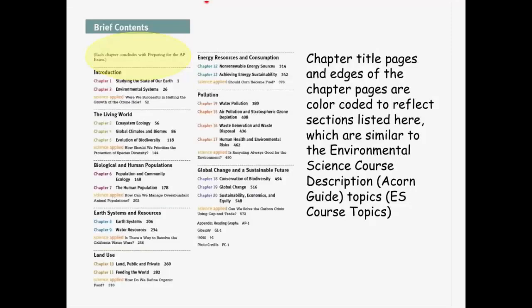So our book is laid out in a series of sections: introduction, the living world, biological and human populations, earth systems and resources, and so on. And those are very similar to the environmental science course descriptions that you see in the ACORN guide, the College Board booklet that you're given that outlines the course.